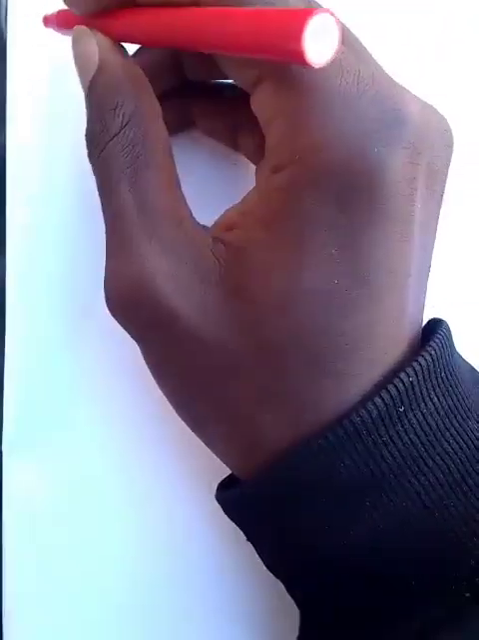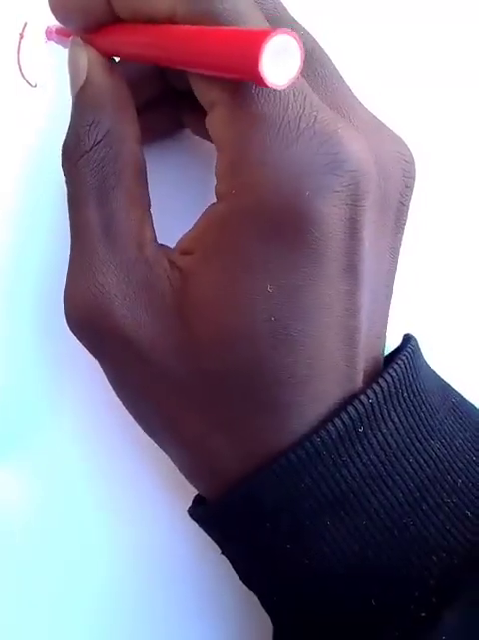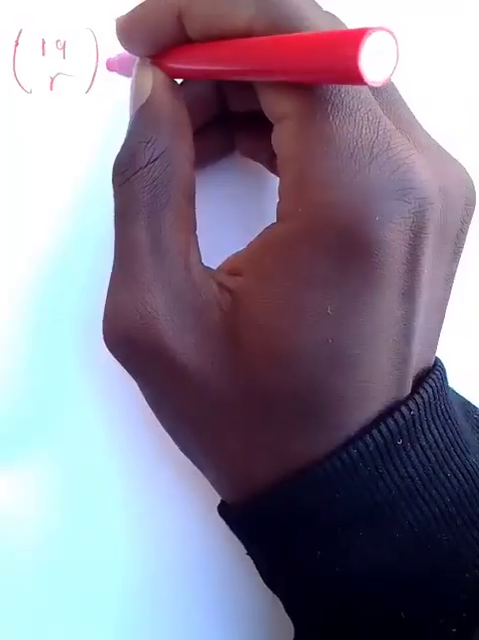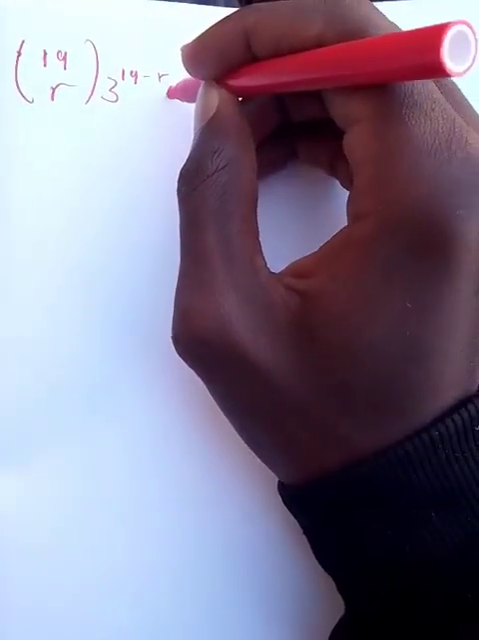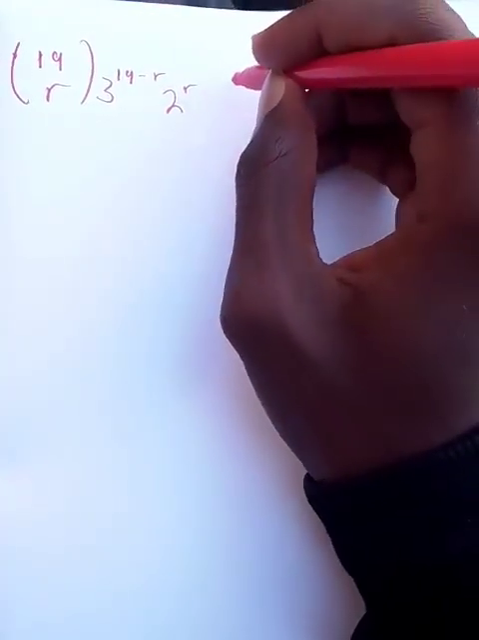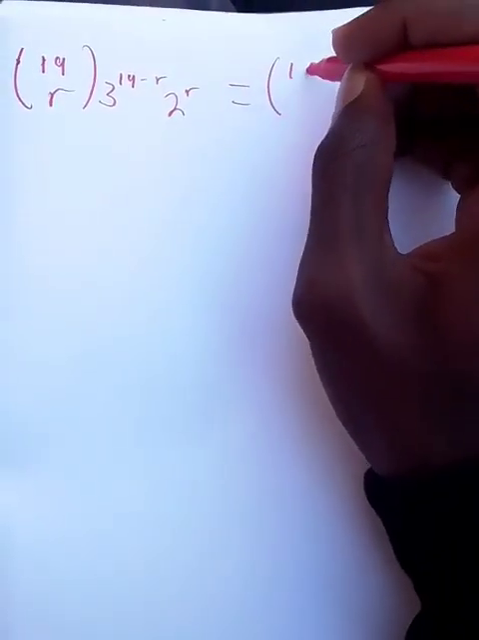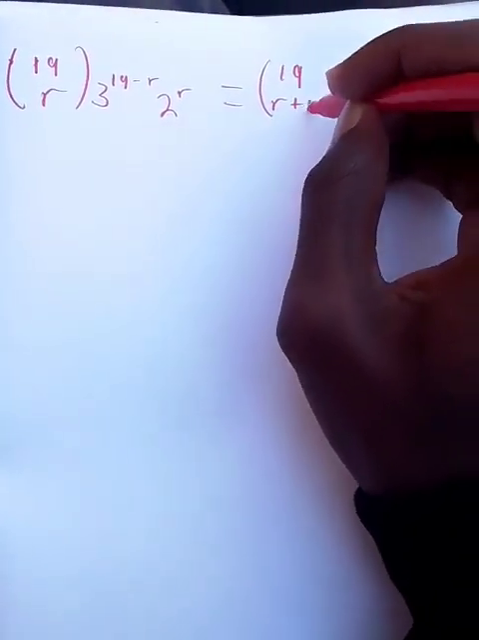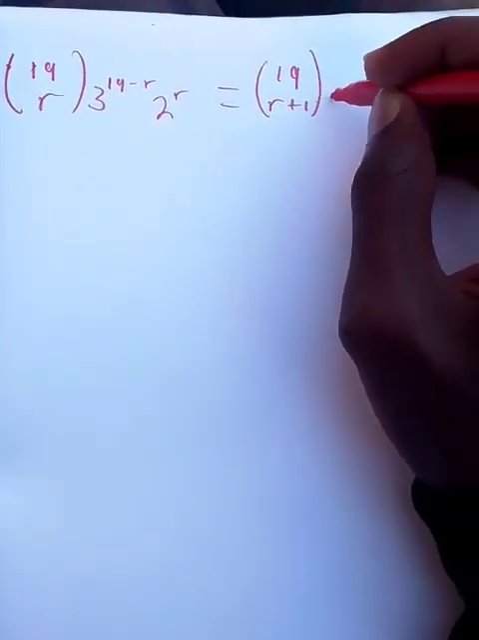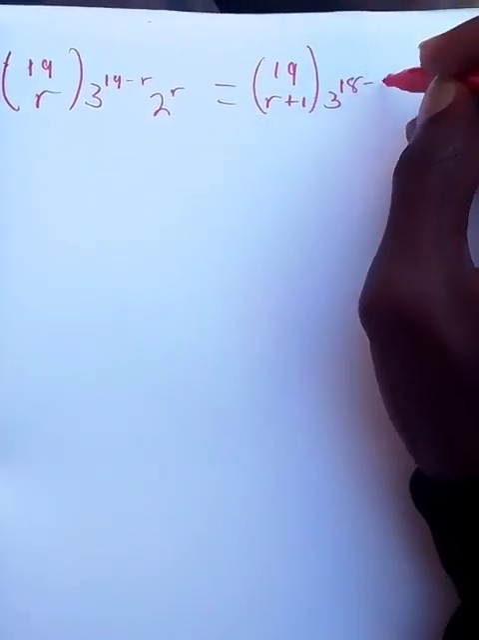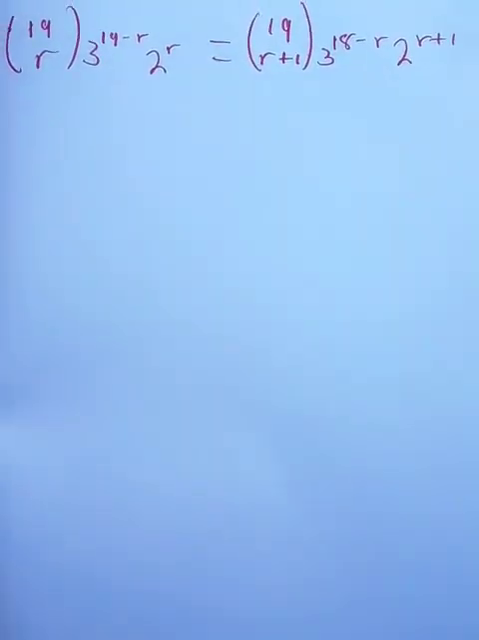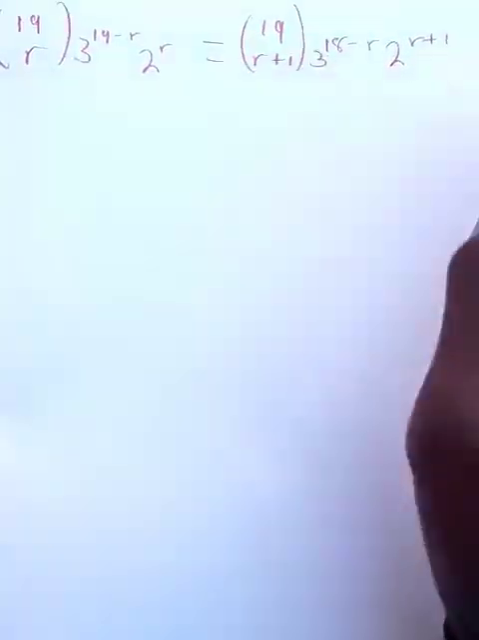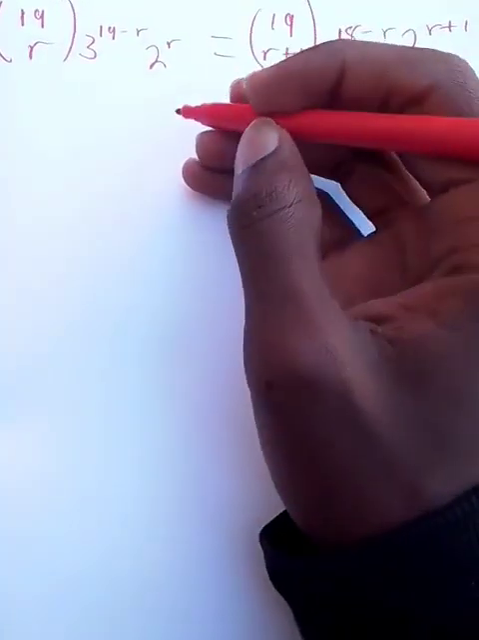Okay, we proceed now. So now look, I'm having 3^(19 - r) times 2^r, and it's equal to 3^(18 - r) times 2^(r + 1). I hope you are following. I hope I haven't confused you yet. And there's nothing confusing here.